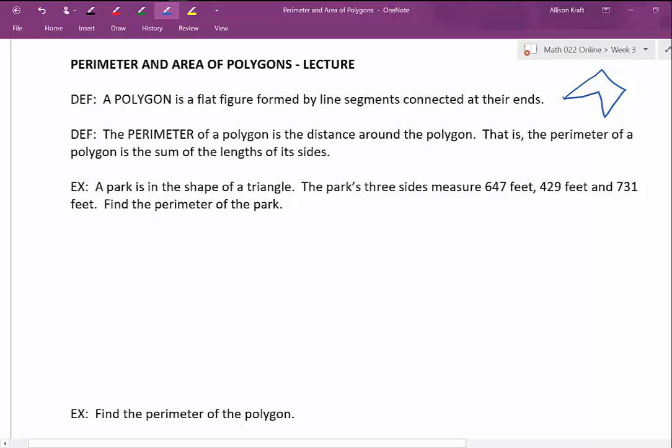The perimeter of a polygon is the distance around the polygon. It's the sum of the lengths of the sides. Our first example says a park is in the shape of a triangle. The park's three sides measure 647 feet, 429 feet, and 731 feet. We want to find the perimeter of the park.